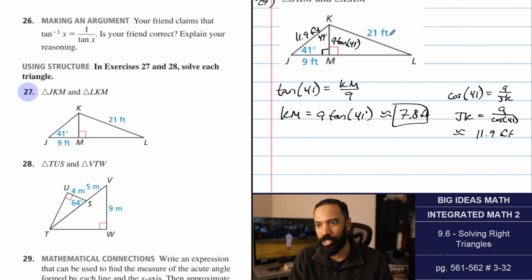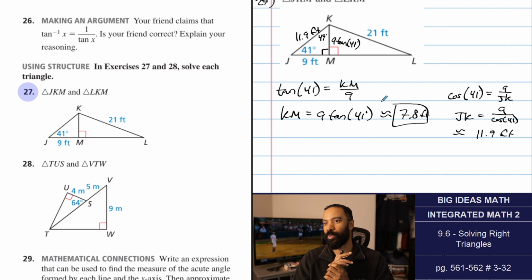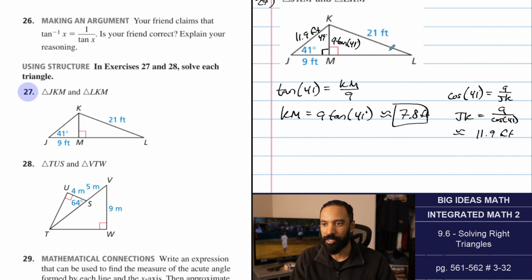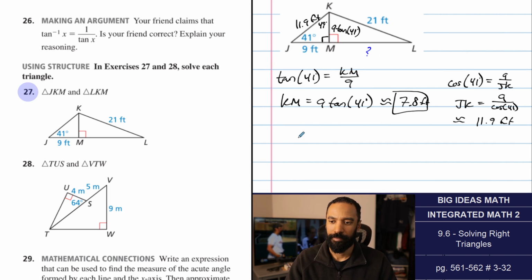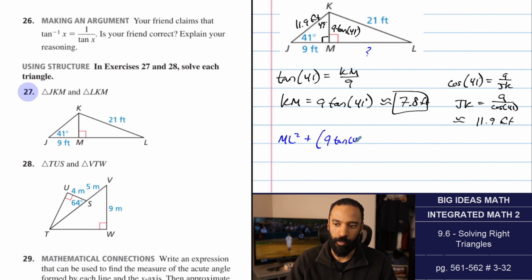This is just unfortunate because you're going to see a lot of, instead of me using 7.8, I'm going to use this exact thing. It's going to be kind of funky because we still need to find 3 things. We need to find this missing side and 2 angle measures. Let's start with the missing side, ML. All right, ML squared plus, this is the non-fun part, 9 times tangent of 41 squared equals 21 squared.